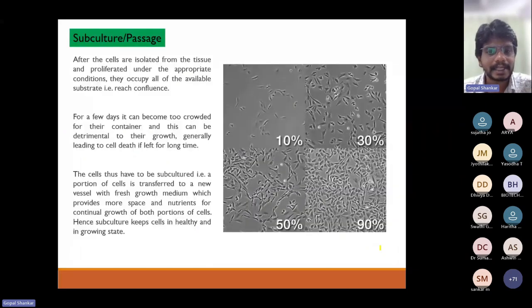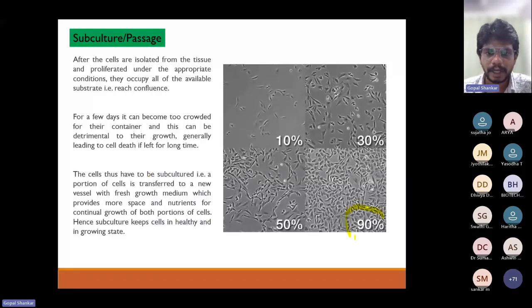So an important thing in cell culture is your subculture. So what is the subculture? Subculture is basically when a portion of cells is transferred to a new vessel with fresh growth media, which will provide more space and nutrients for the cells to grow. So there is no death of cells because of lack of nutrients or lack of space. You subculture when you reach 90% confluency.